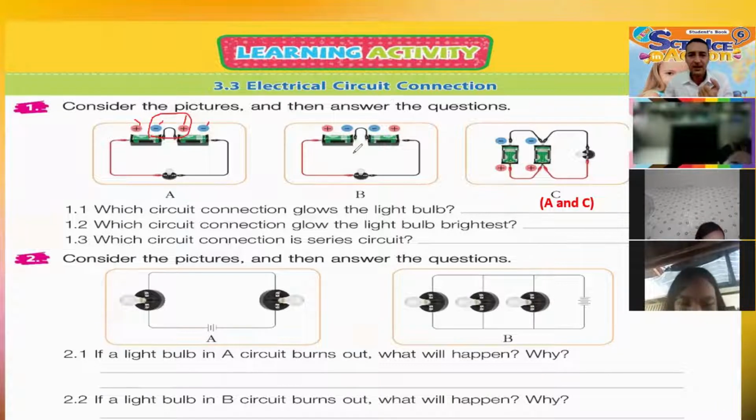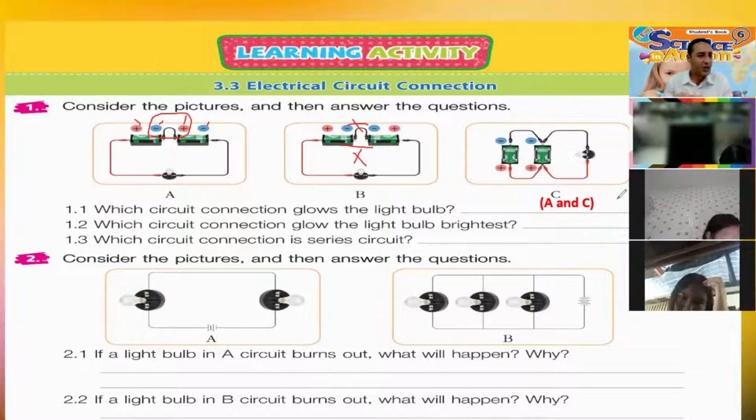So B is not there. Why? Because as you can see here, while the two batteries are connected, both electrode sides are minus. That's actually wrong. So in B there will be no glow in this circuit. There will be no flow. The flow of the current will break. The current won't pass through, right? So circuits A and C will glow the light bulb.